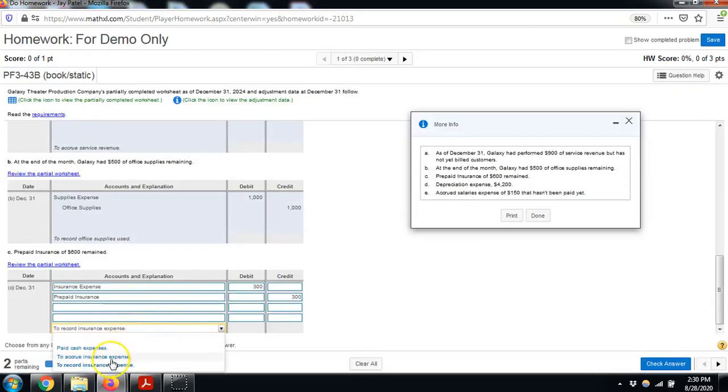Again, the difference between accrue insurance expense and record insurance expense. Since it's prepaid, it's not an accrual. This is actually to record the insurance expense because again, the cash has already transacted, so we're not accruing it. It's a deferral. So the cash has already transacted. We're now just recording the expense.